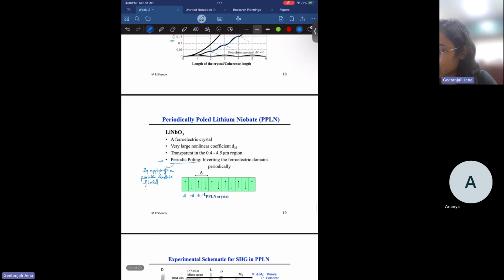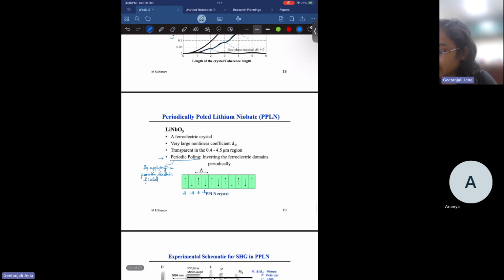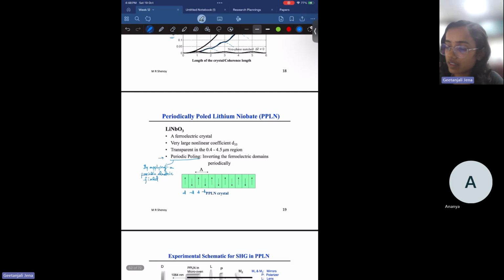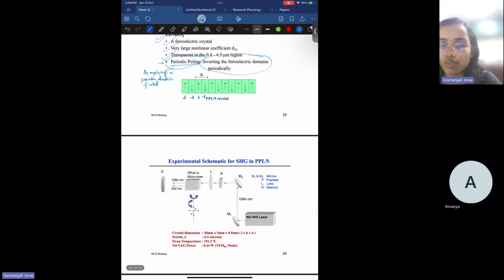And these are the examples of QPM materials, periodically poled lithium niobate. So just go through what the materials are. It's a ferroelectric material, and it has a large nonlinear coefficient d33, and it is transparent in the 0.4 to 4.5 micrometer region. This is the definition of periodic poling: inverting the ferroelectric domains periodically to match the phase velocity at omega and at frequency 2 omega.